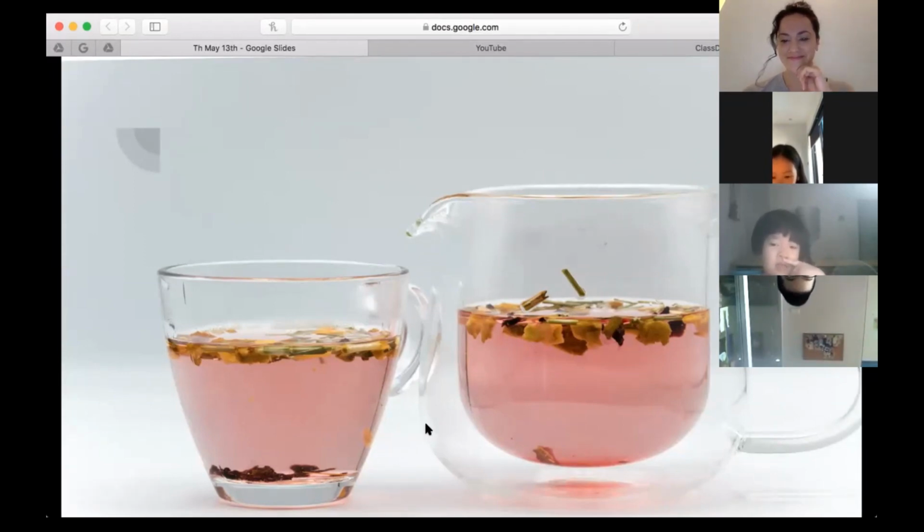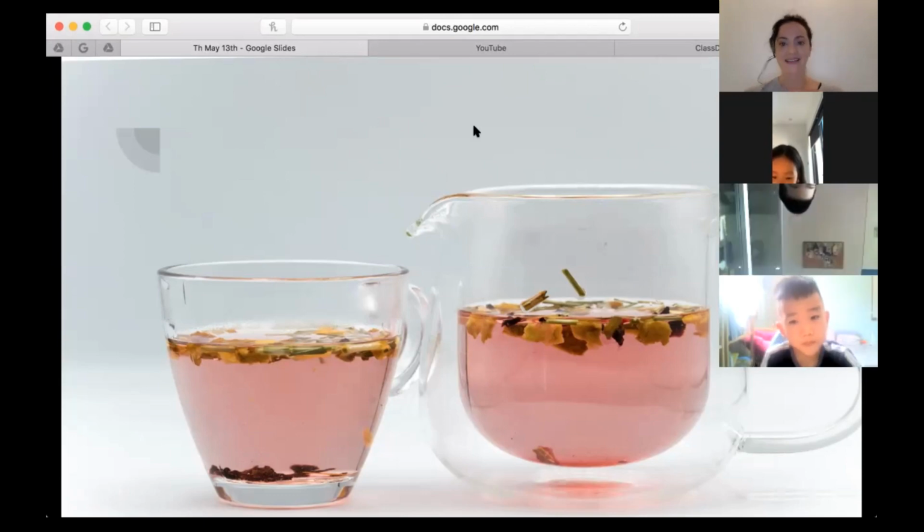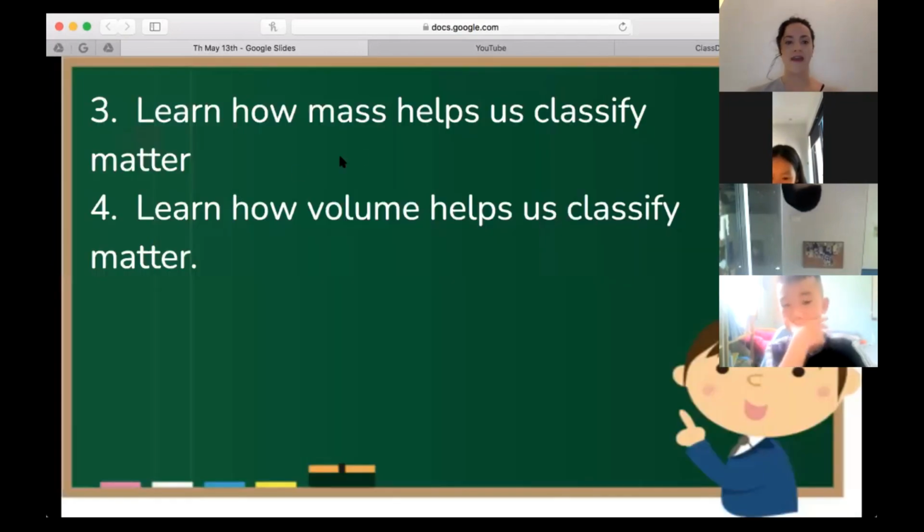Yes. The volume is fixed. The shape is not fixed. All right, learn how mass helps us classify matter and how volume classifies matter.